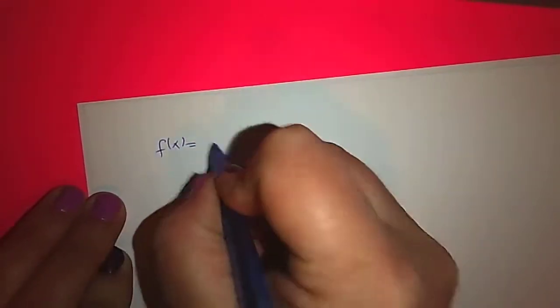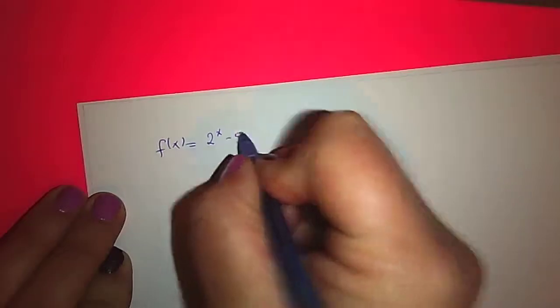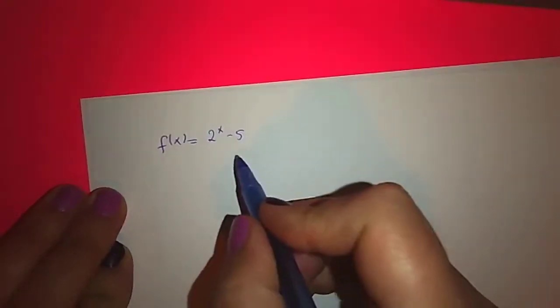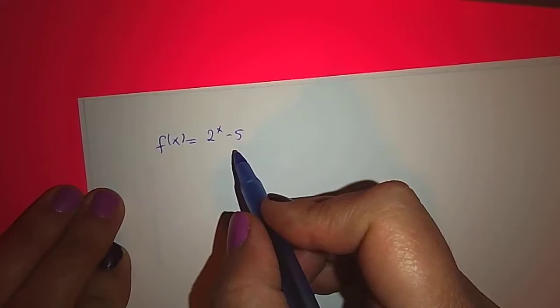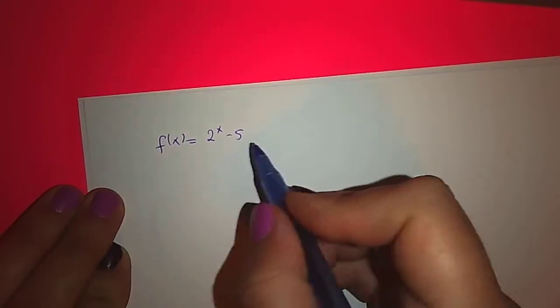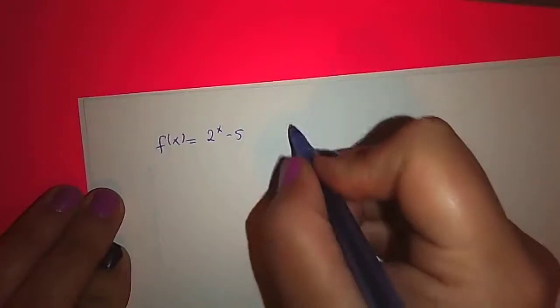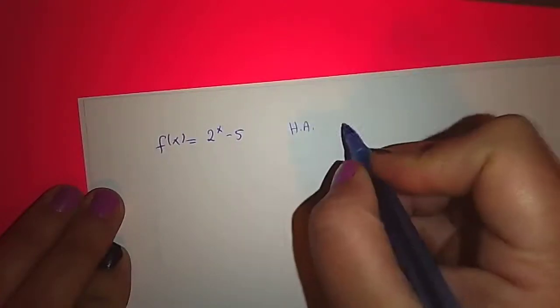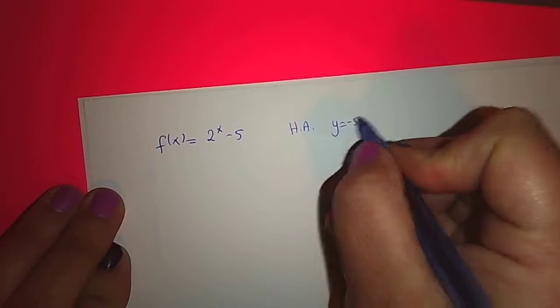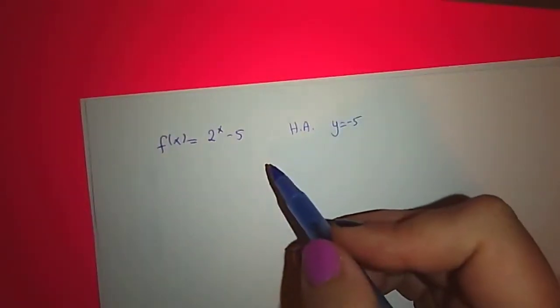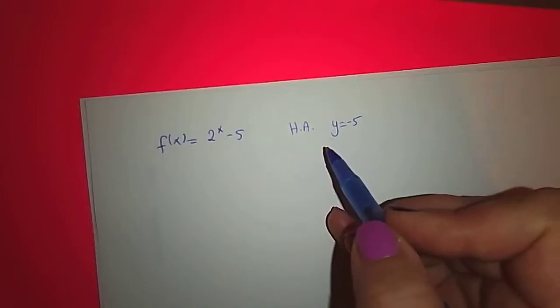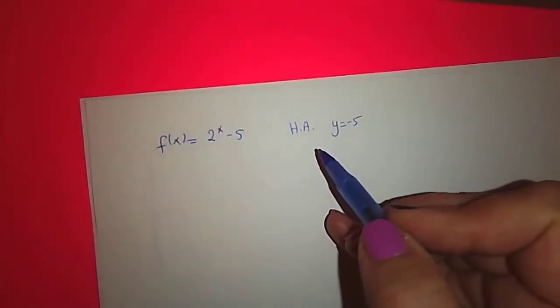So if you have a simple exponential function such as 2 to the power of x minus 5, you already know how to get the horizontal asymptote for this function. You learned it in grade 11. You also looked at it in advanced functions. So we know that the horizontal asymptote for this exponential function is y equals -5. Okay, but why is that? What is the real reason that we are getting y equals -5 as a horizontal asymptote here?